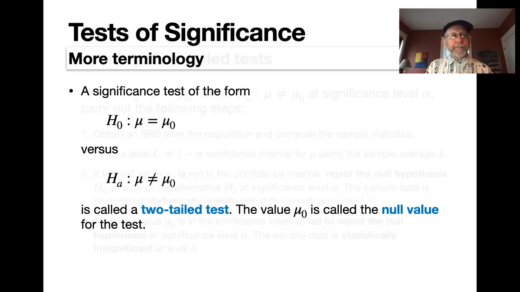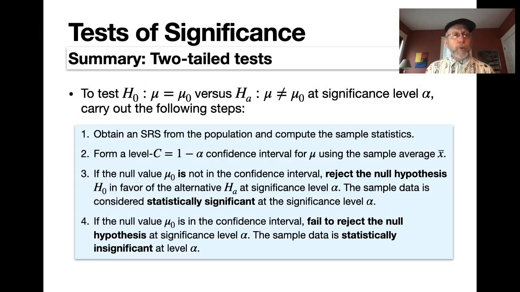So we can summarize. For two-tailed tests, that is, tests of the form H0: mu equal mu0 versus HA: mu not equal to mu0, at a significance level alpha, we carry out the following steps. First, we obtain an SRS from the population and compute the sample statistics. Then we form a level C confidence interval, where C is equal to 1 minus alpha, 1 minus the significance level. We form that confidence interval for mu using our sample average x bar.